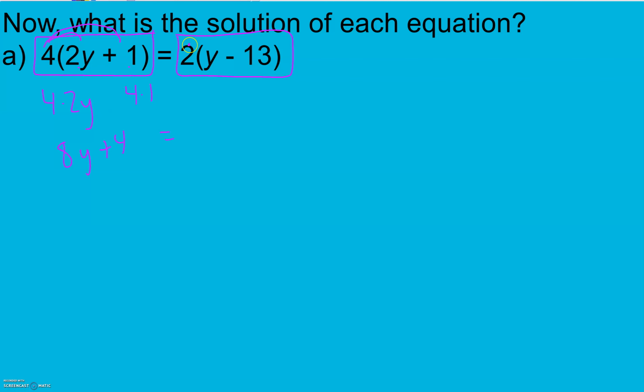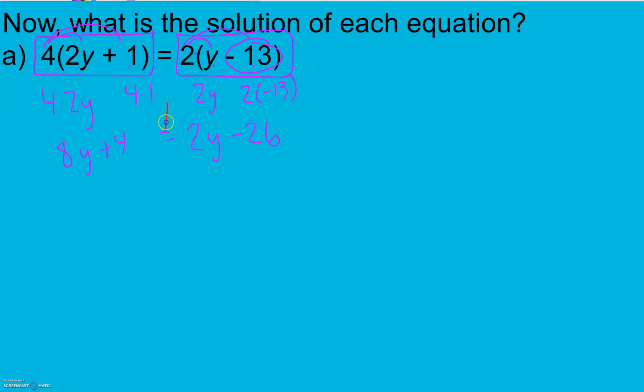On the right side, I have parentheses as well, so I'm going to go ahead and distribute here. I'm multiplying by 2, so I'm going to multiply each piece by 2. Don't forget to take the sign with that number. So I get 2y minus 26. I used to have a y, now I have a 2y. 13 became 26. So both pieces were distributed.